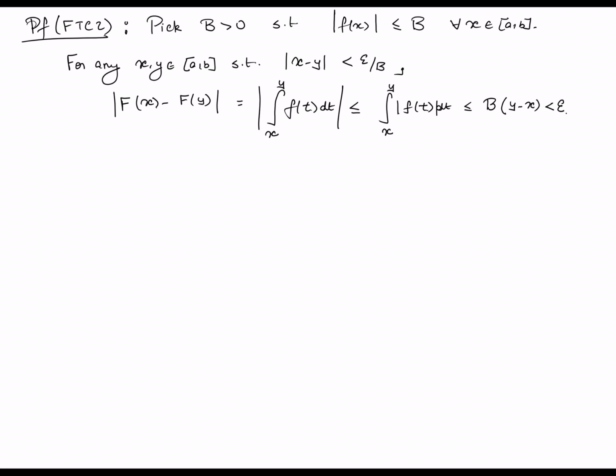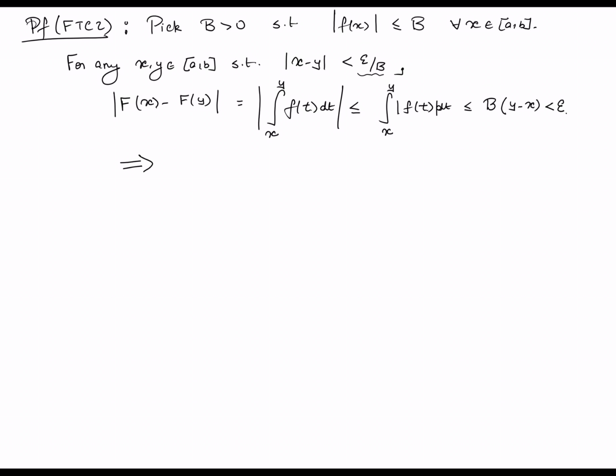Okay, so what we have done is for a given epsilon, we have picked a particular delta, where delta is actually epsilon by b, such that if x and y were within a delta distance of one another, then the absolute value of capital F of x minus capital F of y is at most epsilon. So essentially in words, all we have said is that if small f is bounded, then capital F cannot change by much when its argument changes. So we are able to bound the change in capital F in terms of the change of its argument, and that in fact implies the continuity.